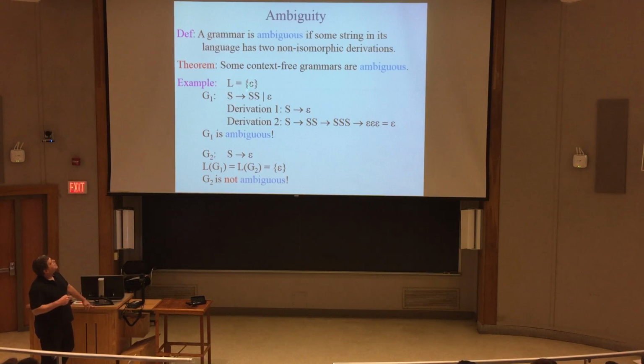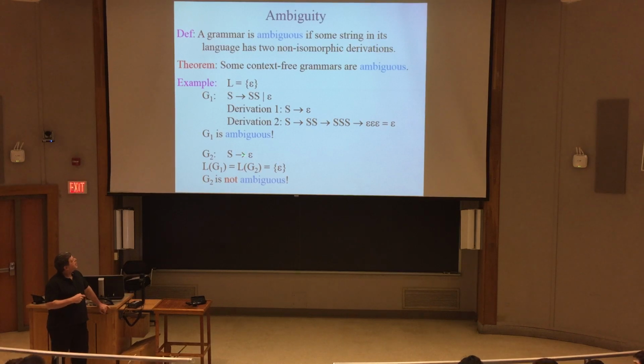So for example, the language consisting only of the empty string, epsilon, can be derived using this grammar: S goes to SS or to epsilon. But there are lots of ways to derive epsilon in this grammar. In fact, an infinite number of ways. So this grammar is not just ambiguous, it's infinitely ambiguous.